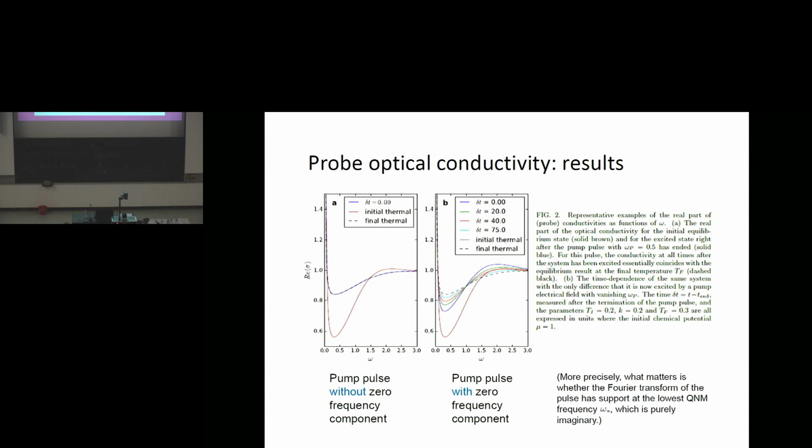Okay, so here is the main result for the optical conductivity. On the left panel, we consider the case of a pump pulse that has no significant zero frequency component. On the right panel, we do have a zero frequency component. This line corresponds to the initial thermal profile for the optical conductivity. And in the case without zero frequency component, you see that everything else, so immediately after the pulse, coincides with the late time thermal equilibrium distribution for the optical conductivity. In the case with a DC component, you evolve gradually from the early time results towards the late time results.